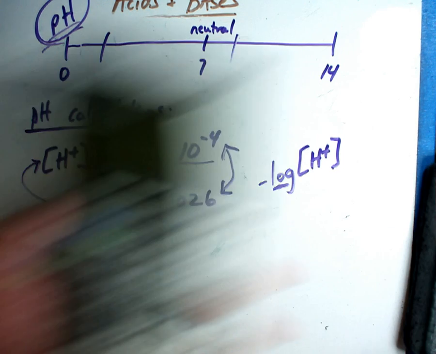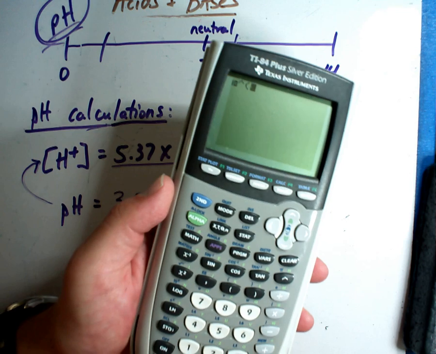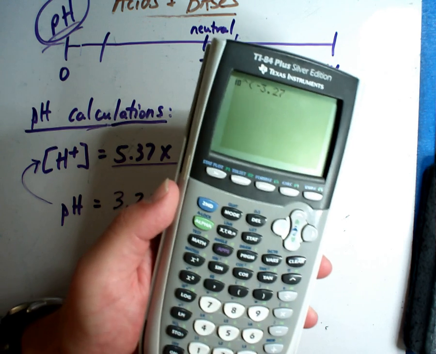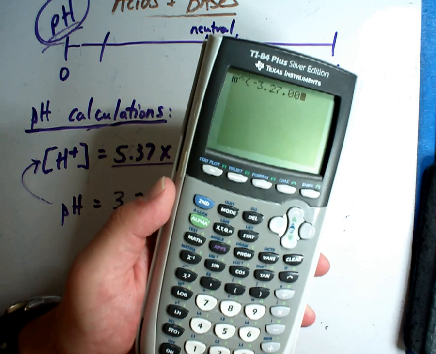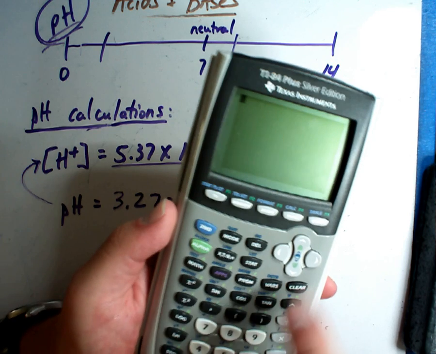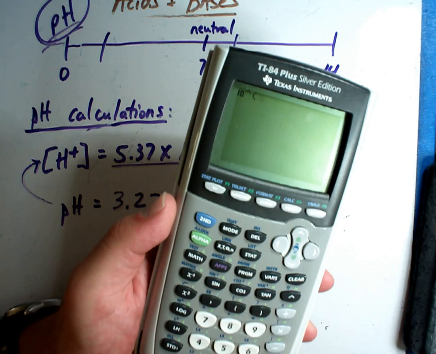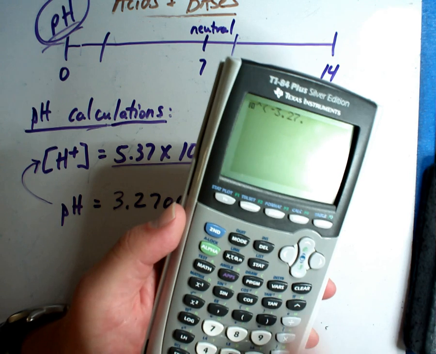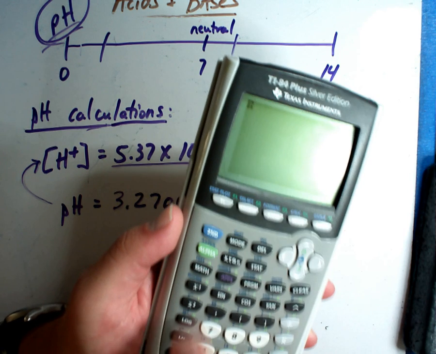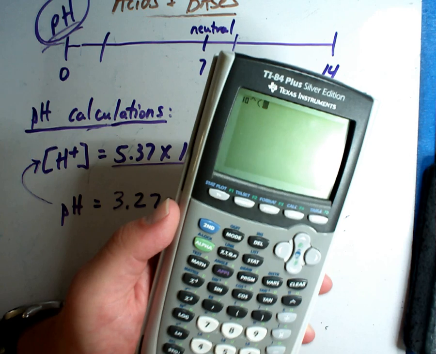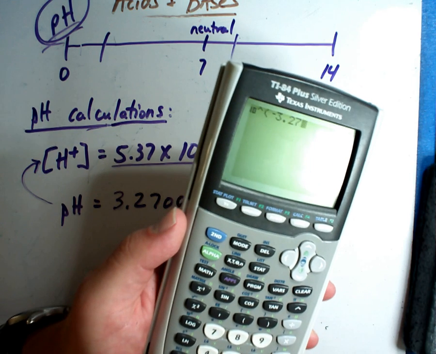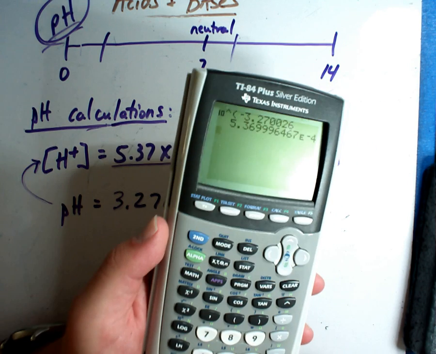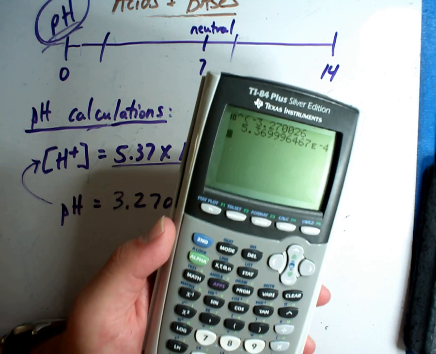All right. So I pushed 10 to the x, and there it is on the screen. So I'm going to put negative, and then all that answer, 3.270026. Oops, I pushed the wrong button. Let me try one more. 10 to the x of negative 3.270026. Enter.